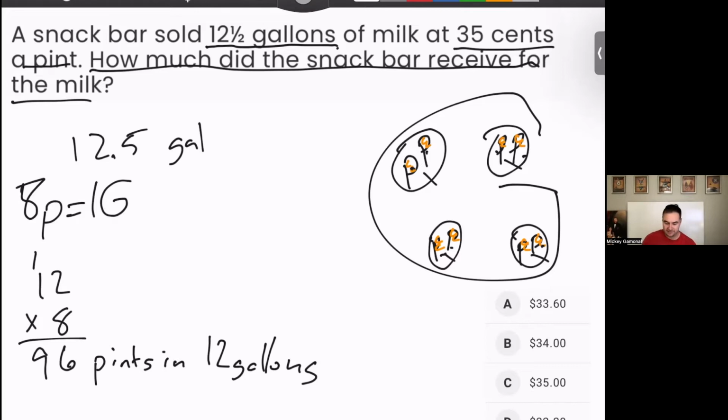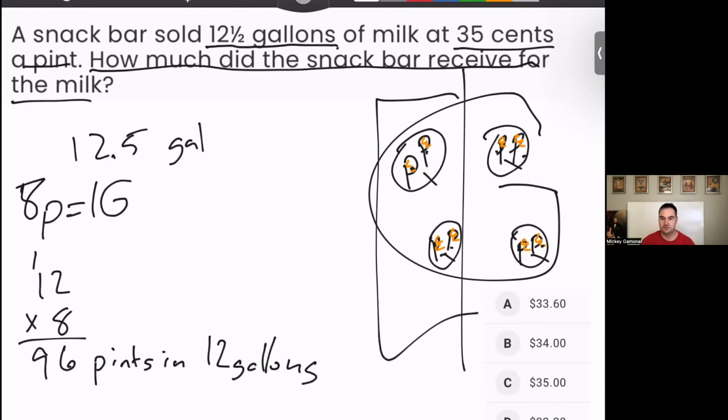For that last half, we'll just cut this gallon in half, and look at that. We'll count these ones. How many pints is that? 1, 2, 3, 4. So really easy to figure out how many pints are in a half gallon when you have it drawn out like this. 4 pints inside of my half gallon. So I'm going to add 4 more, and that gives me 100. 100 pints total. This is beautiful, right?